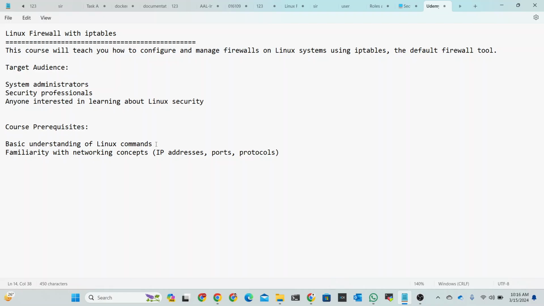So, by the end of the course, you will be able to confidently manage firewalls on your Linux system, ensuring they stand against potential threats. So we are ready to become a Linux firewall expert. Next video, I will discuss the course outline.